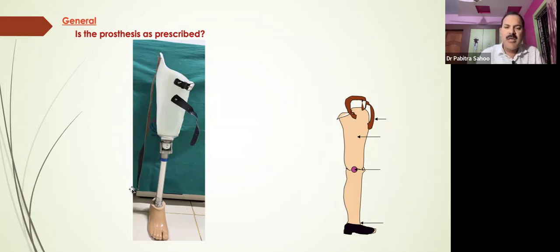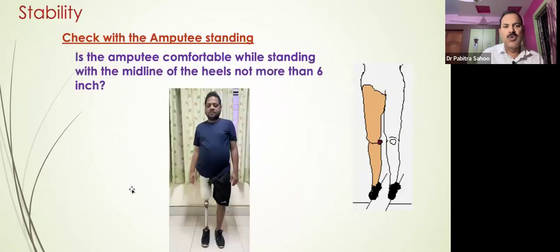Like you have suggested a 4-bar linkage, and the patient has been given a constant friction knee joint or a free knee joint. Or you have suggested some form of suspension, but some other form of suspension is there. So the first step is to see what prescription we have given, and whether the prescription is properly followed or not. That is the first part to look for.